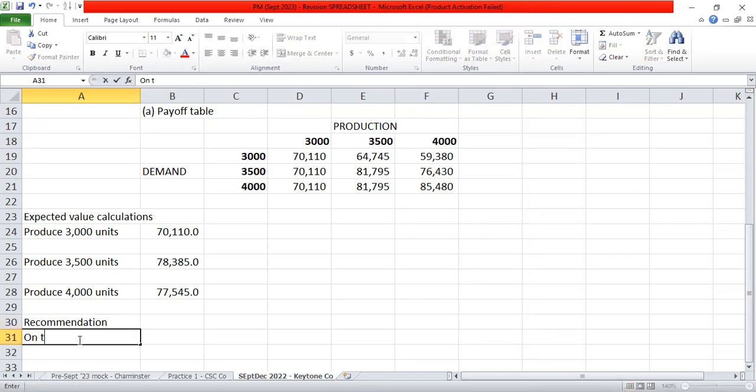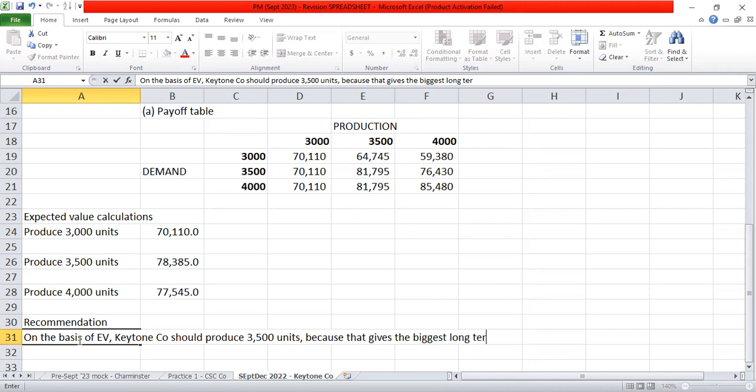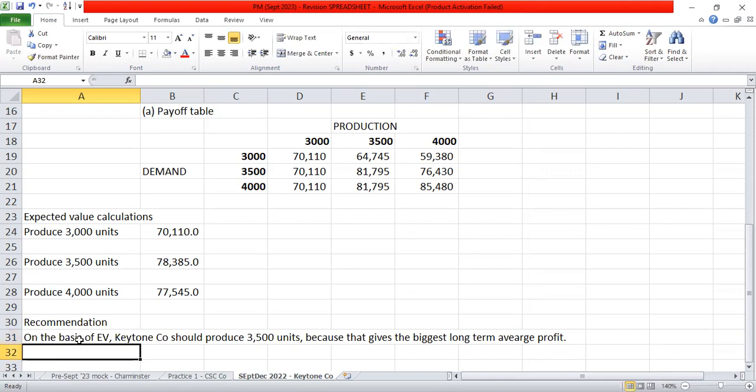Recommendation on the basis of expected values. 78 is more. Keytone Co should produce 3,500 units because that gives the biggest long-term average profit. Yeah. That's requirement 8 done for 13 marks.